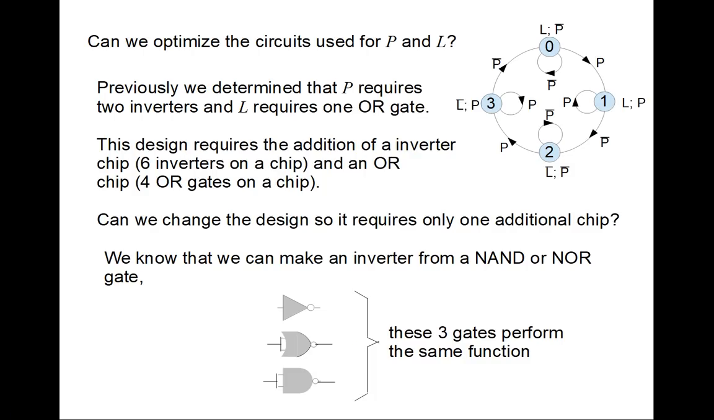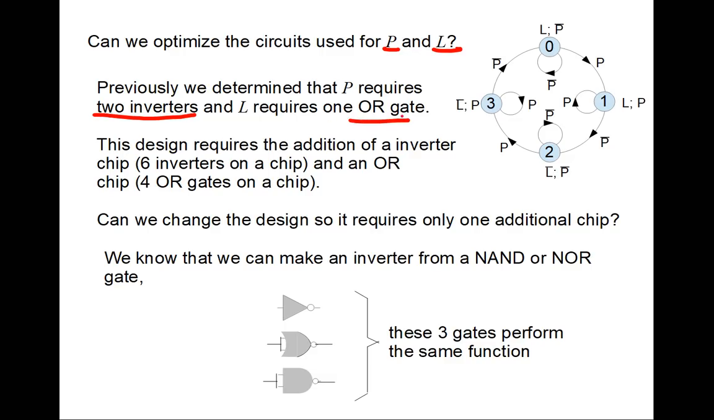Now, we have the design for P and L. Okay, and so we know that we need two inverters to get P and one OR gate to get L. This requires the addition of one inverter chip and one OR chip to our circuit. Now, we would like to change the design so we can do both functions, in other words, do P and L on one chip.